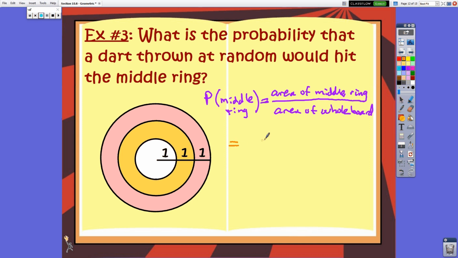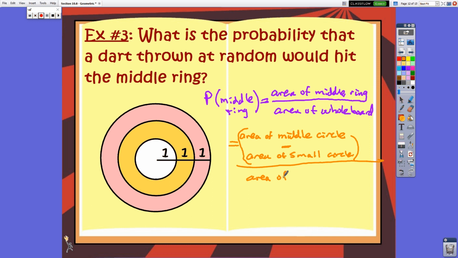So we'll say that's equal to the area of the middle ring now. This is where we had to find the area of kind of that middle circle. And then we got to subtract away the area of the small circle, that white circle. So this is going to represent my numerator. And we're going to divide that by the area of the whole board, which again was the big circle. Now that big circle contains the outer ring, the middle ring, and that inner portion. It contains everything.